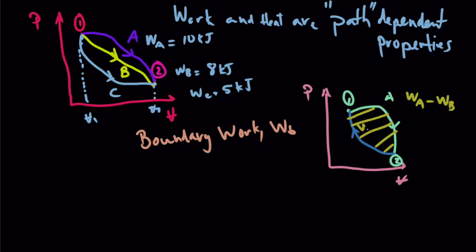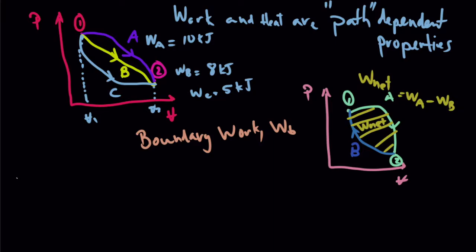And that is what we call the net work. So it would be W net is equal to the area under A minus the area under B. And I didn't write B here. This should be a B, for path B. So that's the net work. Okay, so just keep that in mind. So remember, we need boundary movement in a closed system in order to have boundary work.